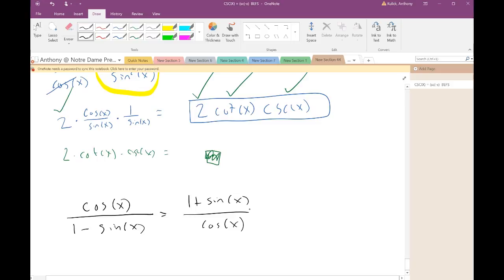So here we have cosine x over 1 minus sine x equals 1 plus sine x over cosine x. These are about equivalently complicated. You guys kind of agree with that? But I would still say that one of these sides is better to work on than the other. I would say this side is a little bit more complicated, in that its denominator has addition and subtraction in it.